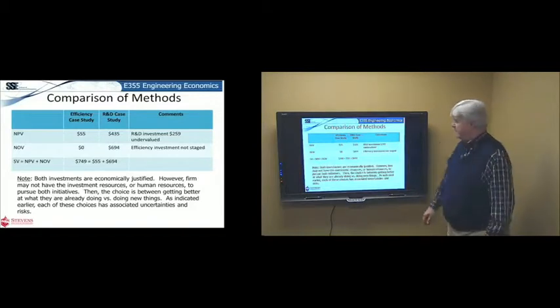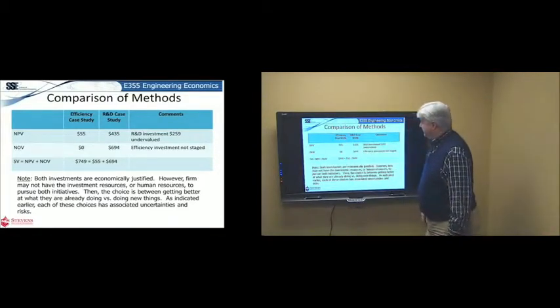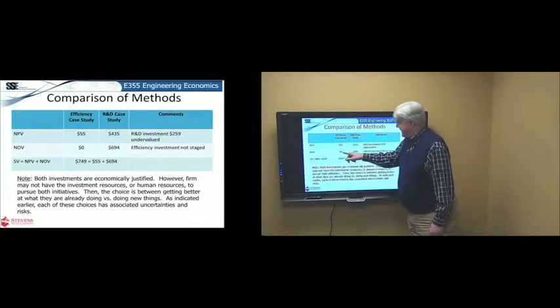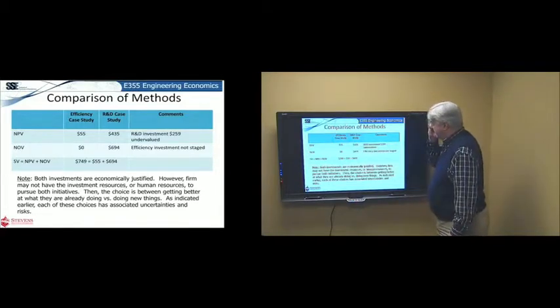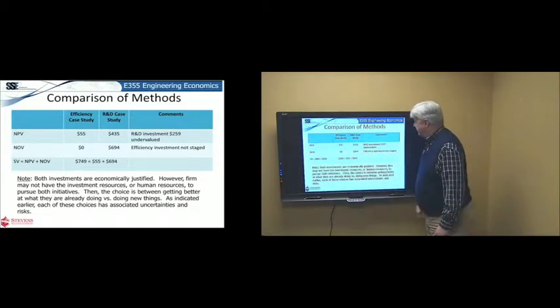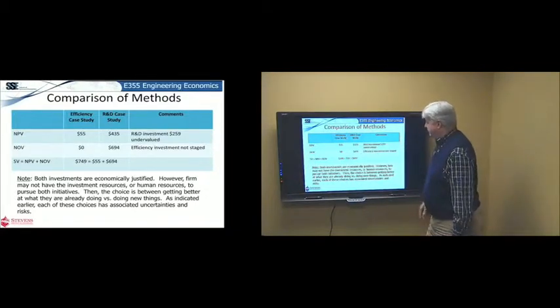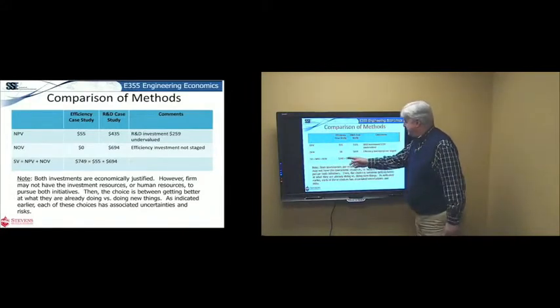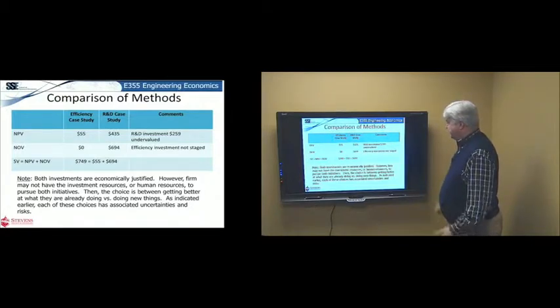Now let's look at our comparison of metrics. The efficiency case study NPV is 55 million. The NOV is not 0; this should just say not applicable here. The R&D case study NPV is 435. The NOV is $260 million higher because of the staging of the investment, and the strategic value is the sum of the two. In this case, if the company had the money to invest, it would be well worthwhile to pursue both the efficiency and the R&D case study. They may not have the resources to do that.